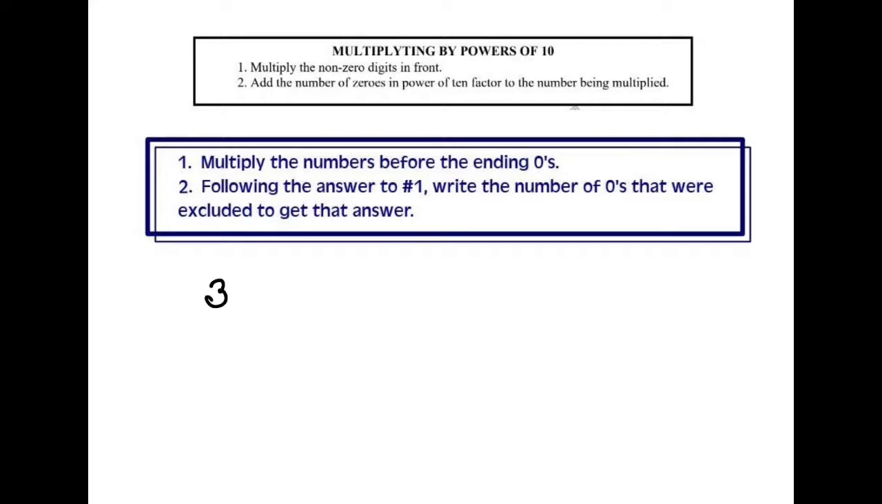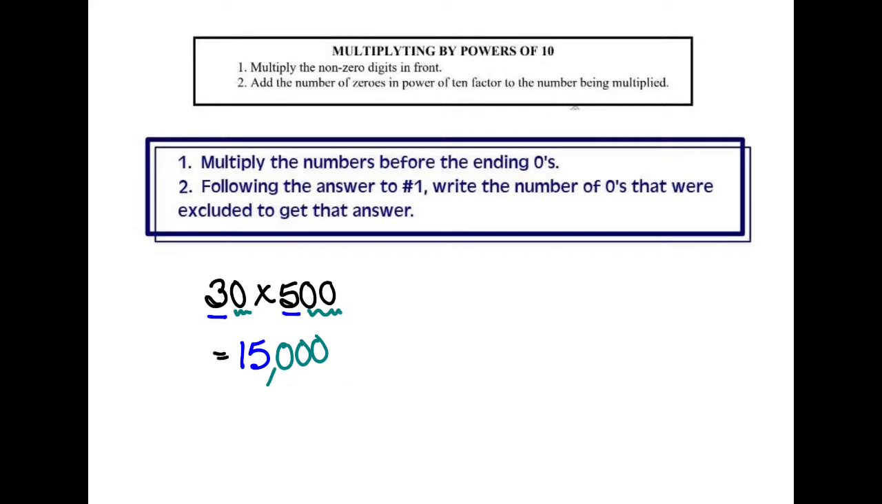Okay, so let's say 30 times 500. Multiply the numbers before the ending zeros. So we're going to use 3 and 5. So 3 times 5 is 15. Then, following the 15, write the number of zeros that were excluded to get that answer. So we excluded this 0 and those 2 zeros. So we're going to add 3 more zeros, and that's your answer. It's 15,000. Really kind of easy and kind of fun.